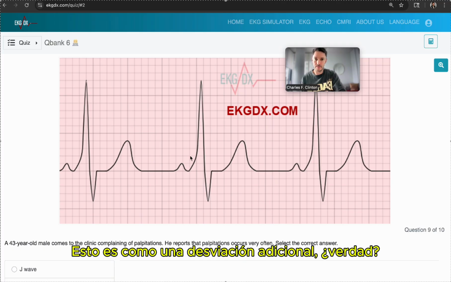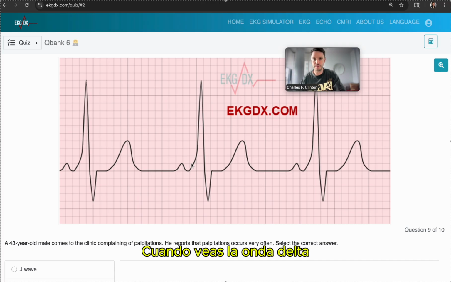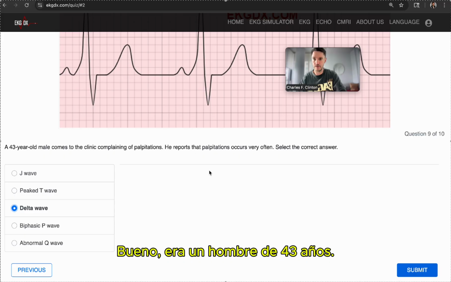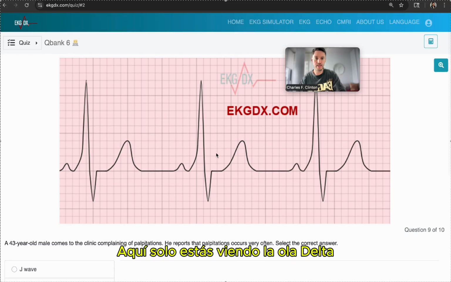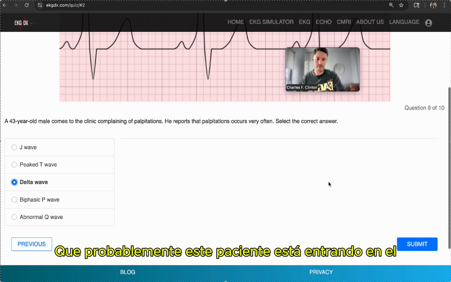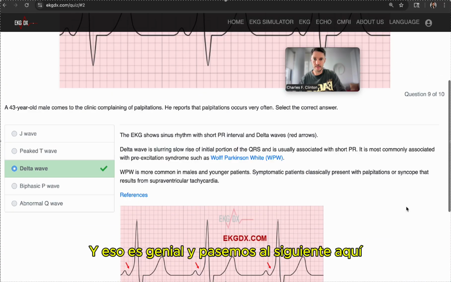So, here what are we seeing? This is like an additional deflection, right? You can see this up slurring, it's a little bit altered, it's not straight up. This looks like a delta wave. When you see delta wave, you think about Wolff-Parkinson-White, which is one of those pre-excitation syndromes. So here you have delta wave. Well, it was a 43-year-old male coming to the clinic with palpitations. Okay, so yeah, here you're just seeing the delta wave or Wolff-Parkinson-White pattern. When it gives you symptoms, it's called Wolff-Parkinson-White syndrome, which probably this patient is going into supraventricular tachycardia. Here you have the arrows pointing at the delta wave, and that's great. And let's go on to the next one.